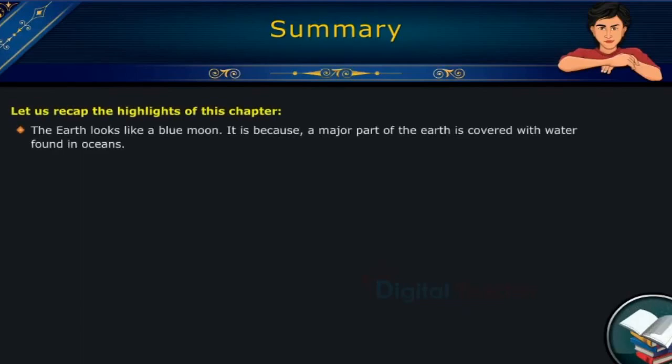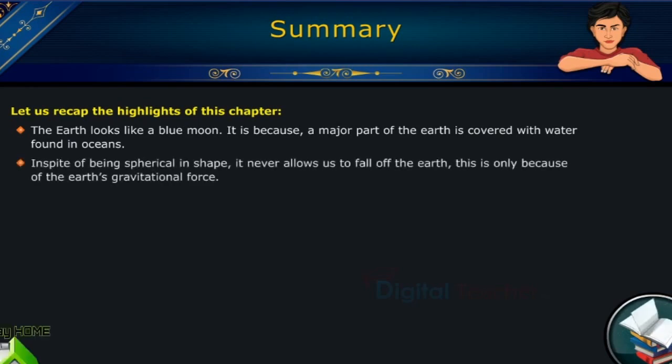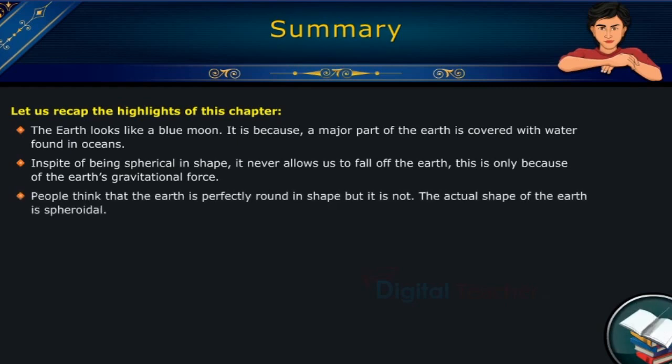Summary. Let us recap the highlights of this chapter. The Earth looks like a blue moon. It is because a major part of the Earth is covered with water found in oceans. In spite of being spherical in shape, it never allows us to fall off the Earth. This is only because of the Earth's gravitational force. People think that the Earth is perfectly round in shape, but it is not. The actual shape of the Earth is spheroidal.